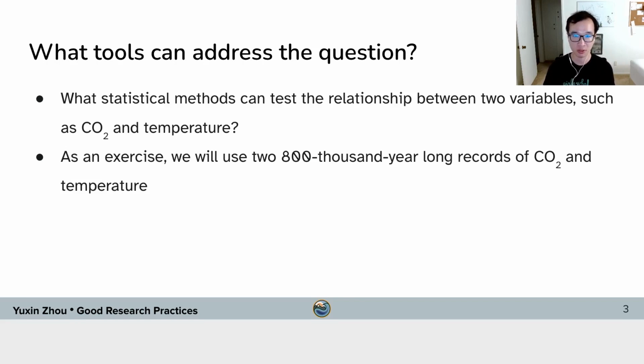So the first consideration when you're drafting analysis: what statistical methods can you use to test maybe the relationship between two variables such as CO2 and temperature, right? So in the Colab notebook, you'll see that we use as example two records, both of them 800,000 years long, of atmosphere CO2 and atmosphere global temperature. So we want to think about what kind of statistical method we can use to test the relationship between these two variables.